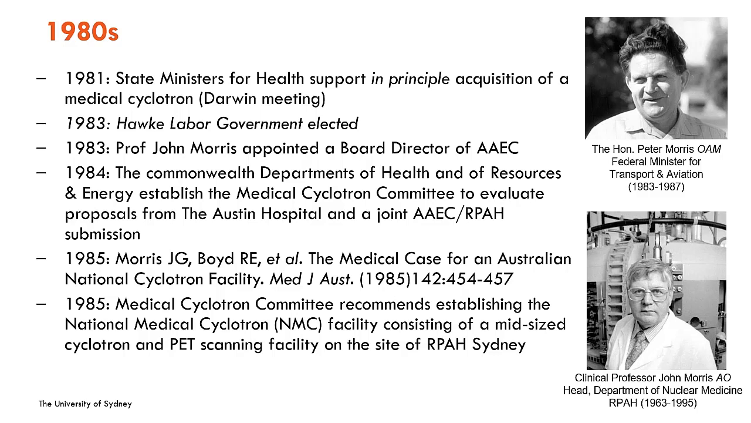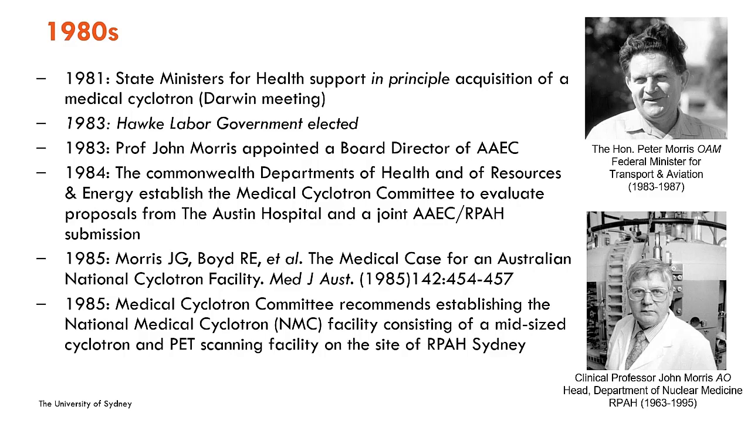The importance of this is that John now had fairly direct access to Cabinet in Canberra, and he could lobby for a cyclotron for Australia. So eventually the Commonwealth Government Departments of Health and the Resources and Energy established the Medical Cyclotron Committee to look at proposals from the Austin and a joint AAEC-RPAH submission.